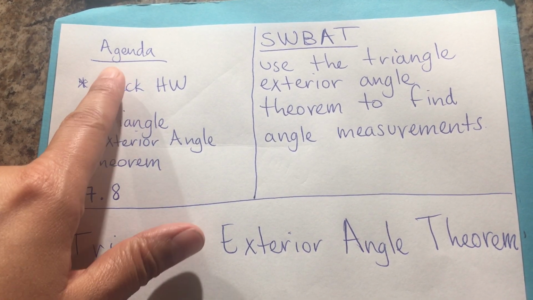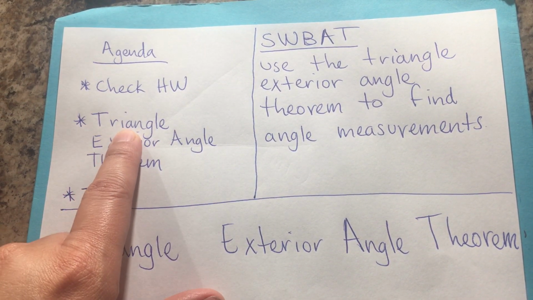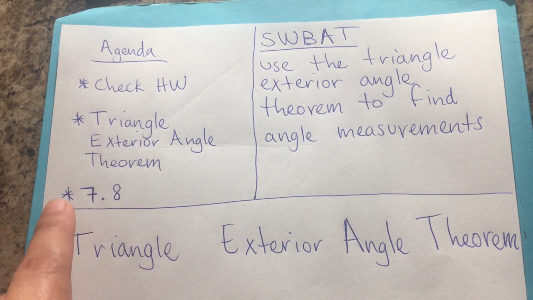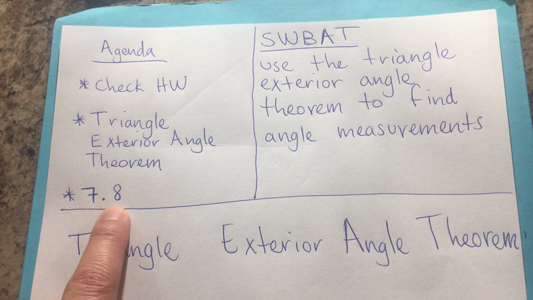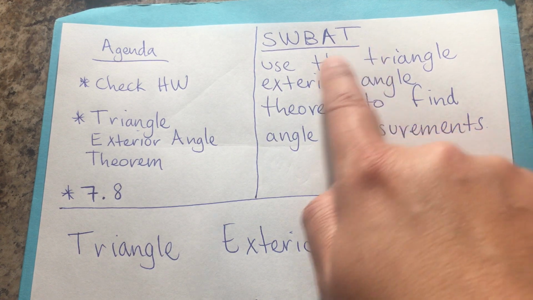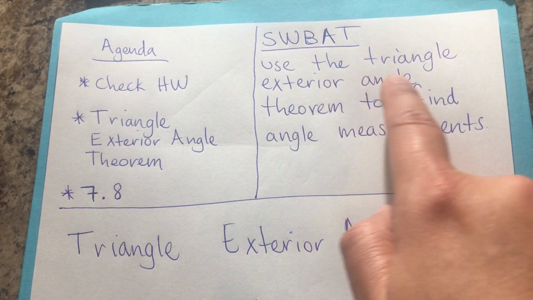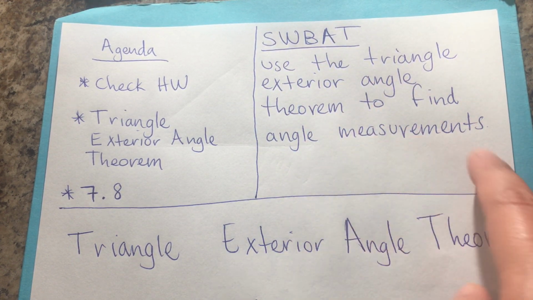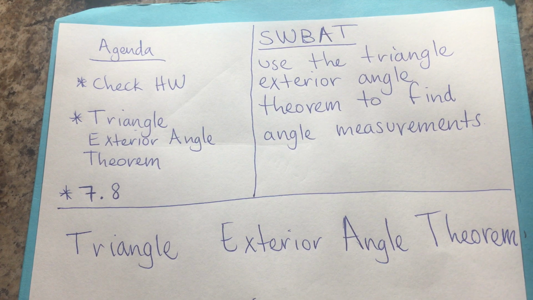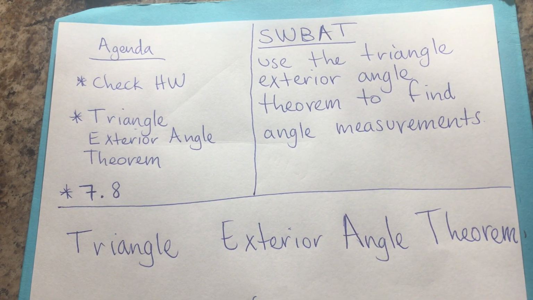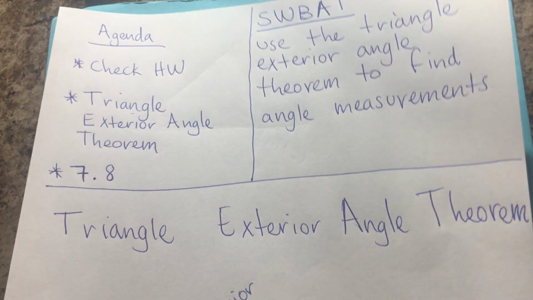Hello students, today's agenda is to check homework. We'll be doing the Triangle Exterior Angle Theorem and you will be able to do 7.8. Today students will be able to use the Triangle Exterior Angle Theorem to find angle measurements. And this goes hand in hand with the experiment that we did in the previous lesson.